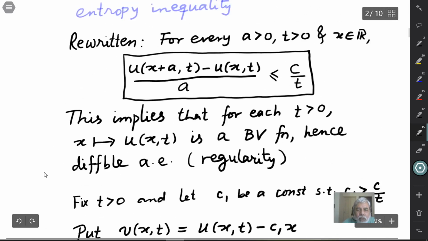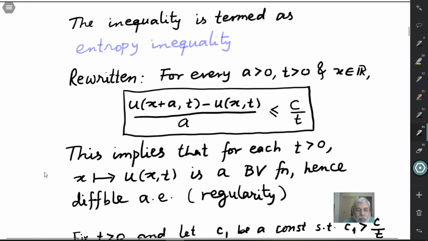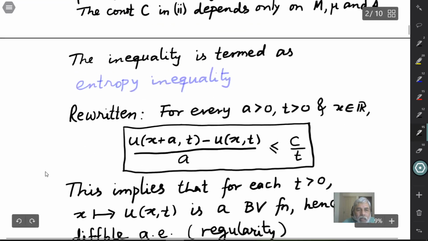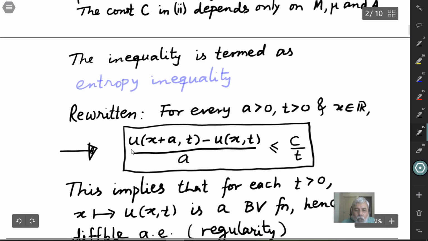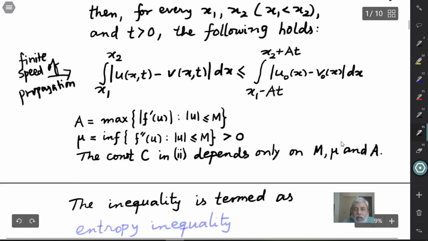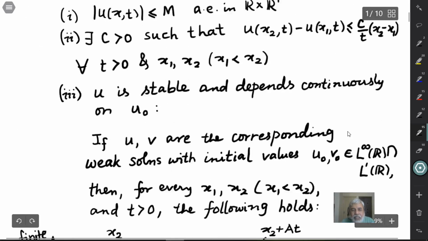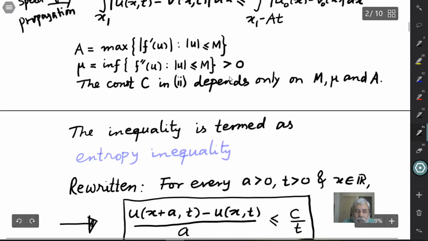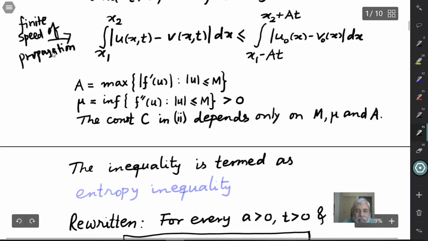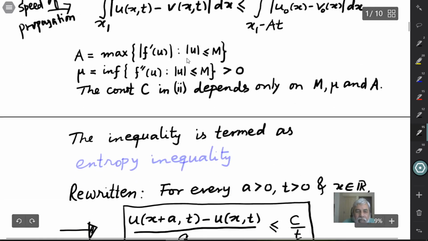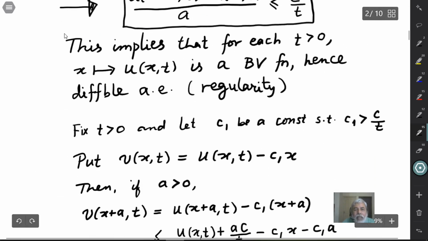Let me just mention this smoothness result that is coming out of this theorem, namely this entropy inequality. It contains some regularity result for the solution. Remember, to begin with, u is defined only almost everywhere, and u satisfies this integral equation in order to be a weak solution. You don't see anything further in the Lax-Oleinik formula, but this entropy inequality allows us to say something more on the solution. That's what I now want to highlight.